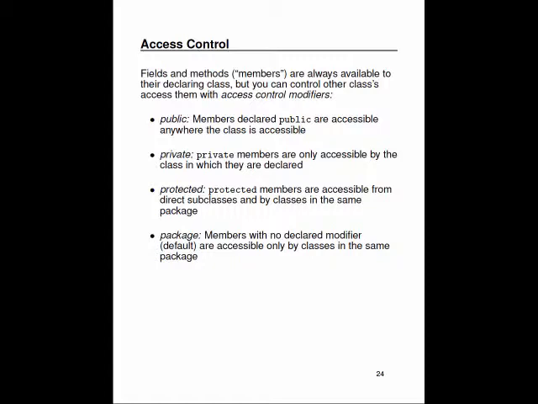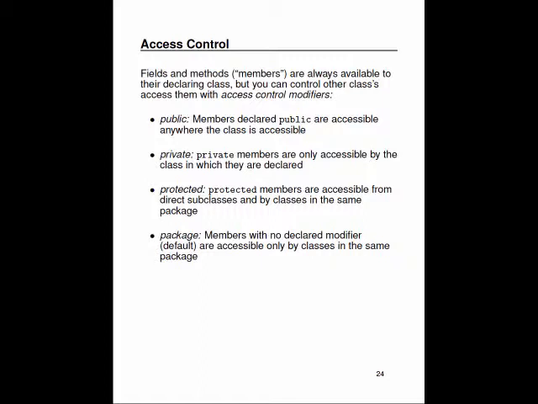Fields and methods, called members collectively, are always available to their declaring class, meaning that if I have one method, I can call another method in the same class, no problem. But you can control how other classes access the methods and the fields with something called access control modifiers. And these are probably familiar to you, right? You've got public, meaning that anywhere the class is accessible, that member is also accessible. You've got private, which is on the opposite end of the spectrum, saying it's only available to the class in which it's declared. Protected members are accessible from direct subclasses and by classes in the same package.